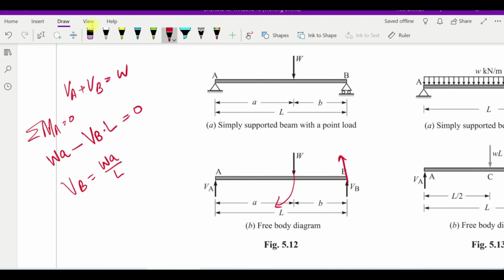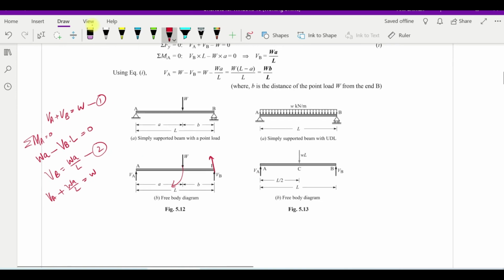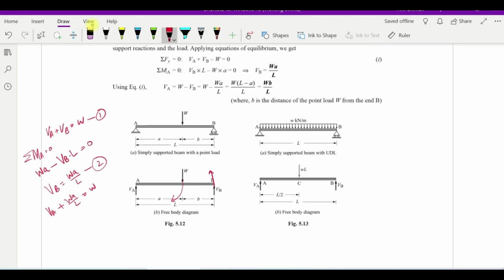So I substitute this in equation number 1. This is equation number 2. VA plus Wa by L is equal to W. Then solving this, I'll get VA as Wb by L and VB as Wa by L. So these are the two support reactions in this case.